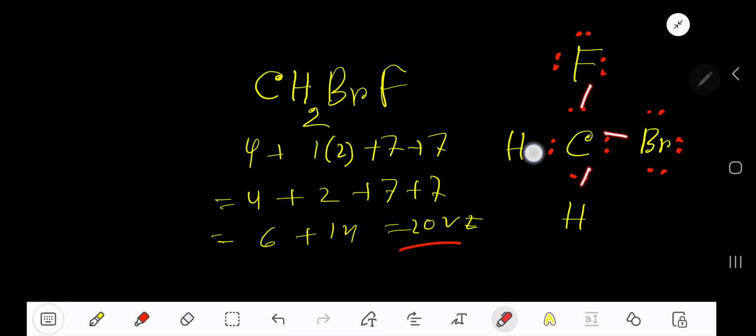Carbon is the central atom because it has the highest capacity of making bonds. Look, 1, 2, 3, 4. Carbon has formed 4 bonds. Plus, carbon is least electronegative and hydrogen is always considered an outer atom. So, this is the Lewis structure.